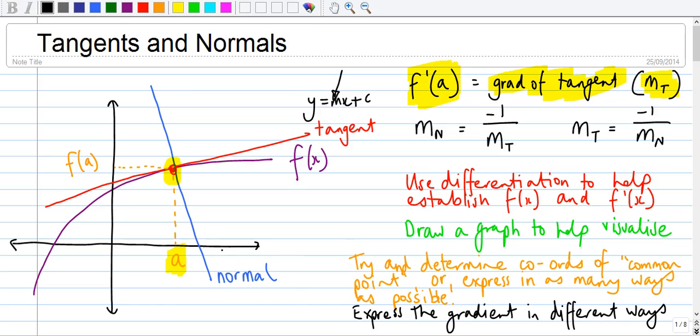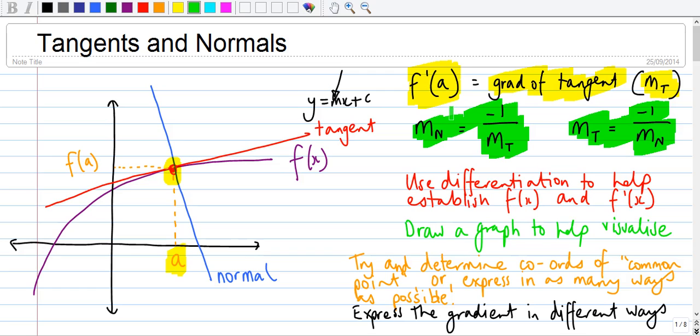The normal is a line that runs perpendicular to the tangent. It runs through the same common point. So we have 3 lines now sharing one point. And what makes it perpendicular is the gradient of the normal will be -1 over the gradient of the tangent, and vice versa, the gradient of the tangent will be -1 over the gradient of the normal. So that's these formulas here, and they are useful as well. You'll use them quite often.